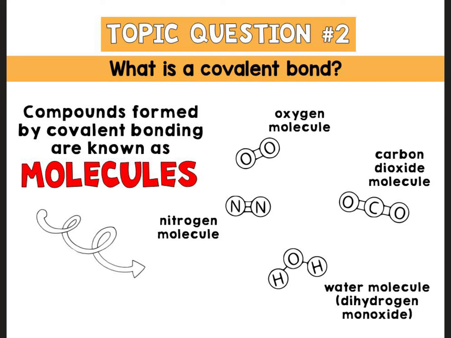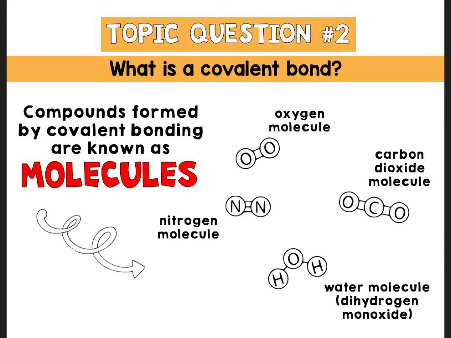Since oxygen is a nonmetal, if we bond 2 oxygen atoms together, we will get a covalent bond. And then O2 would be the oxygen molecule. Nitrogen is treated the same way.